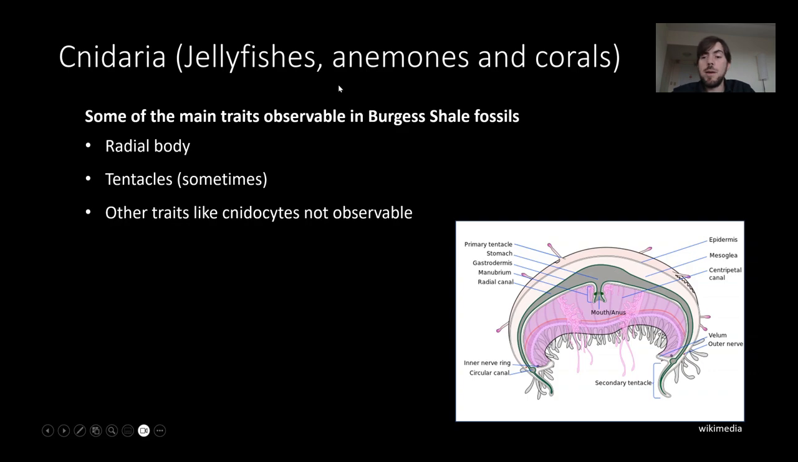Nowadays, the easiest way to identify a jellyfish is by looking at its cellular structure and identifying these very small cells that have a harpoon, which they use to sting. However, that's not something we can see inside the fossils. So we have to rely on the radial body, and on the presence of tentacles, which may not happen because sometimes they are not preserved or sometimes they are not there. Other types of traits are also not present. So having a jellyfish from the Cambrian period fossilized and being convinced that it is a jellyfish is very difficult.